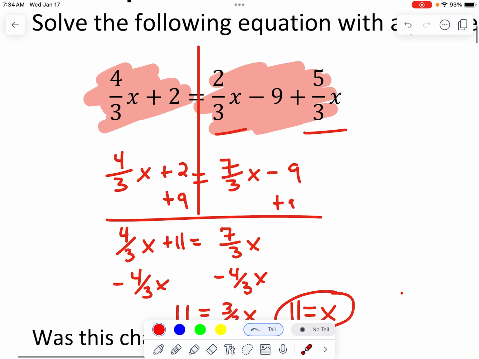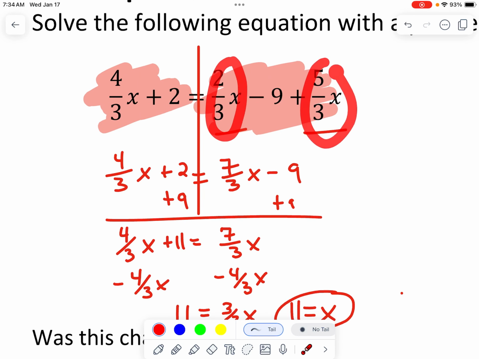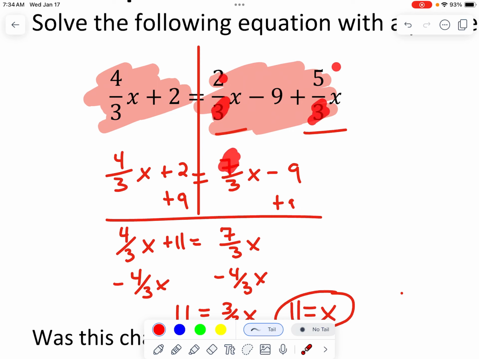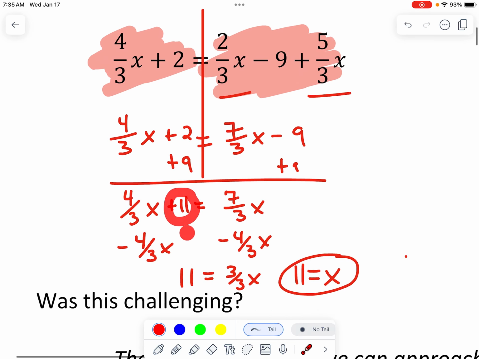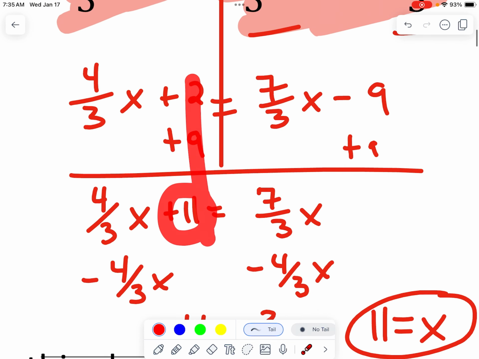The first thing that we needed to do was combine the fractions on the right-hand side. Since they both have a denominator of 3, that means you can just combine the tops. And that gives you 7. So now we're left with 7x minus 7 thirds x minus 9 equals 4 thirds x plus 2. From there, you can add 9 to both sides. So that gives you 11, right? 2 plus 9 gives you 11.